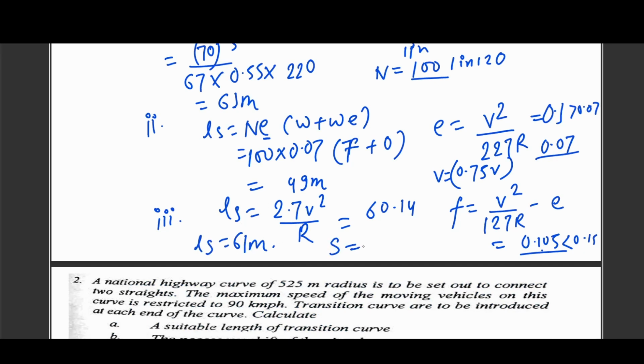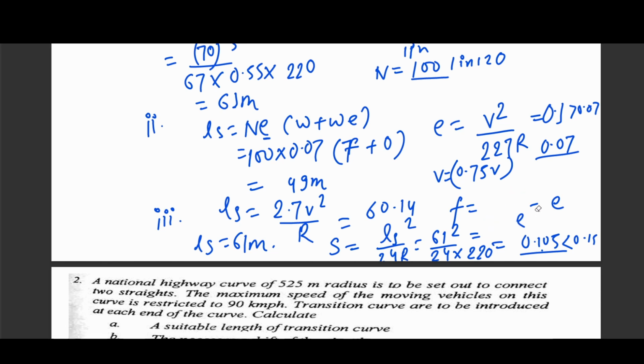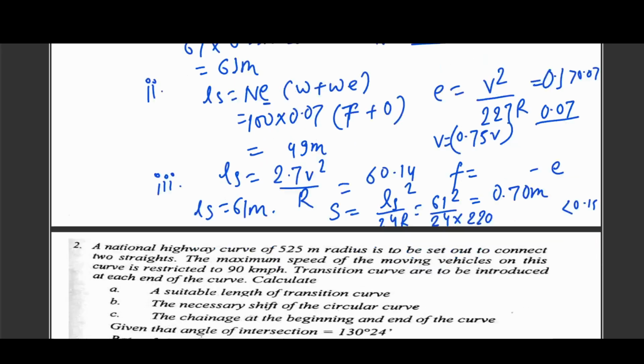And we have to calculate the shift as well. So shift equals LS square divided by 24R. So it will be 61 square divided by 24 into 220, and the value of shift will be 0.70 meter. Let me write here: the value of the shift will be 0.70 meter. You can calculate it like this.